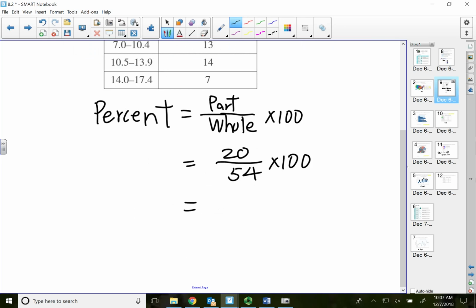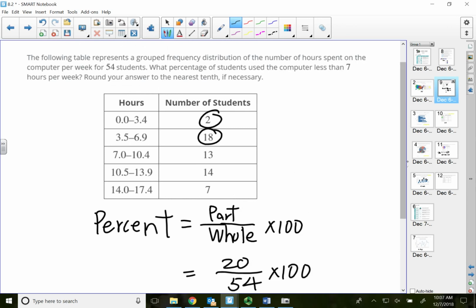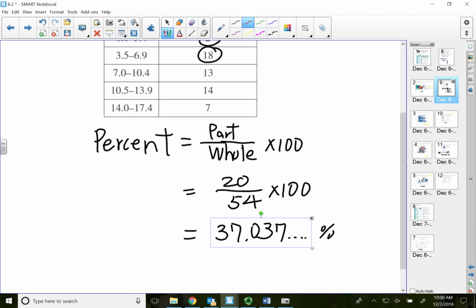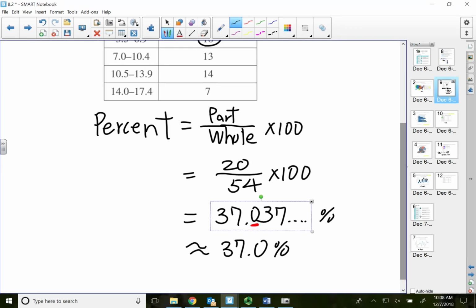If you put this in your calculator, 20 divided by 54, then times 100, that will be 37.037 something percent. If I round to the nearest tenth, the 3 will make my 0 stay the same. So my answer is about 37.0% of the students spent less than 7 hours on the computer.